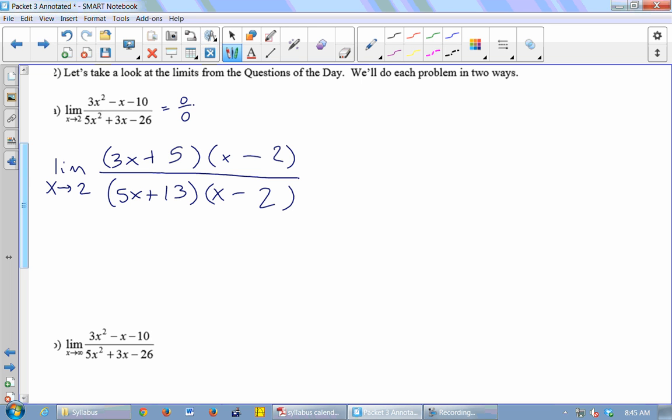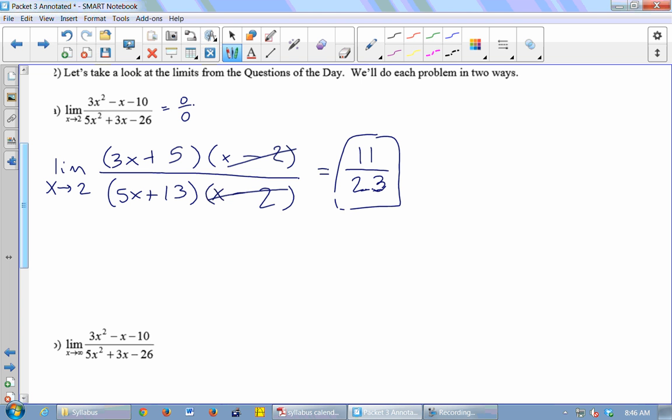Okay, so that means I can factor my x minus 2's. Cancel my x minus 2's. And now when I plug in a 2, I get 6 plus 5 is 11 over 10 plus 13 is 23. All right, so how else could I have approached this problem?